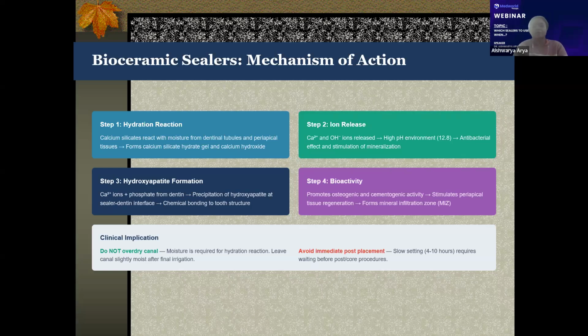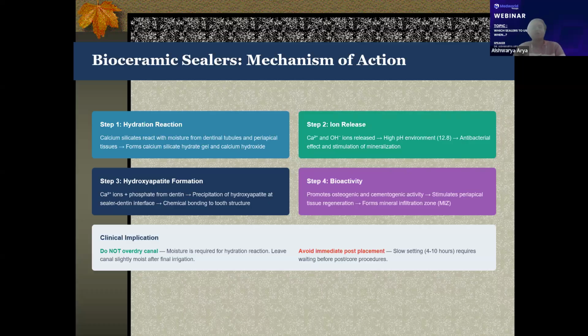When it has bonded and formed a hydrate gel, it now releases the ions, that is the calcium and the hydroxyl ions. So the pH is going to be very, very high, in a more alkaline range, that is 12.8, again stimulating more mineralization. The third is the hydroxyapatite formation. Once the calcium ions have been released, they react with the phosphates of the dentine and precipitate hydroxyapatite crystals, thus giving a better sealer and dentine interface.